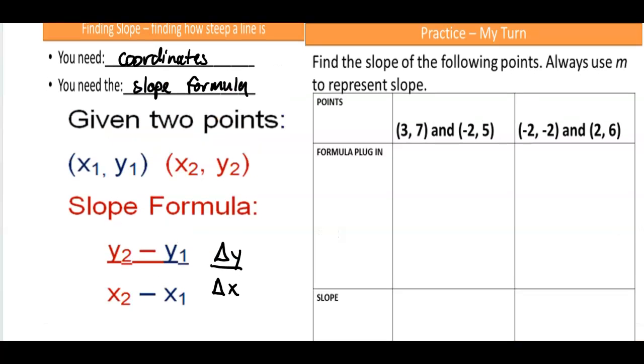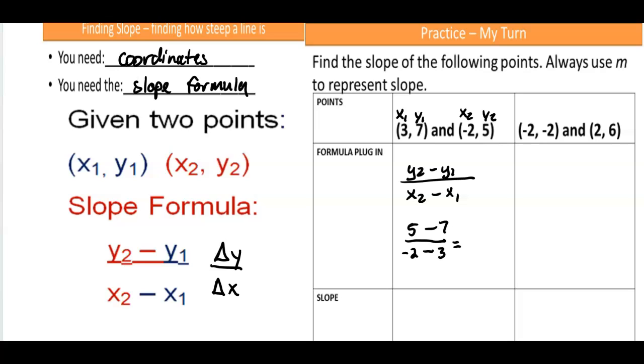So how do we calculate this? The very first thing you need to do is label your points, right? So x1, y1, x2, y2. And then you plug it into the slope formula. Remember, it's y2 minus y1 over x2 minus x1. So y2 in this case is 5. Y1 in this case is 7, over x2 in this case is -2 minus x1 in this case is 3.